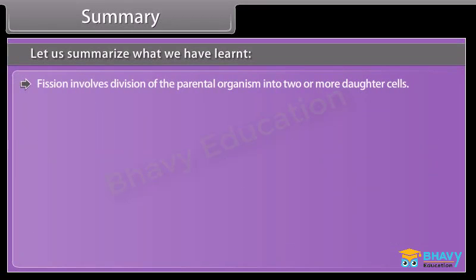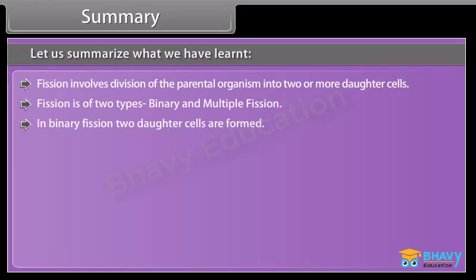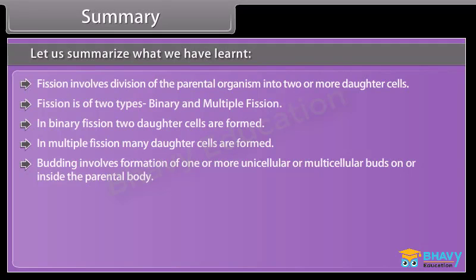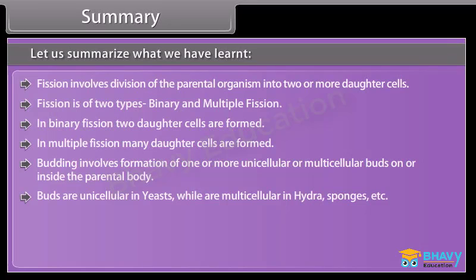Fission involves division of the parental organism into two or more daughter cells. Fission is of two types, binary and multiple fission. In binary fission, two daughter cells are formed. In multiple fission, many daughter cells are formed. Budding involves formation of one or more unicellular or multicellular buds on or inside the parental body. Buds are unicellular in yeasts, while they are multicellular in hydra, sponges, etc. Buds may be exogenous or endogenous.